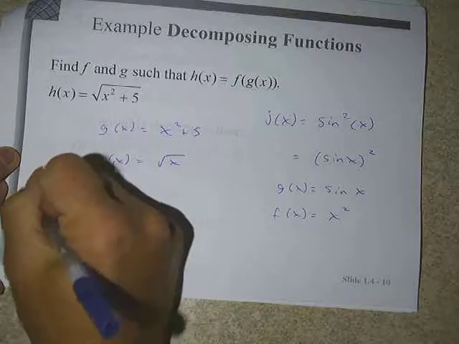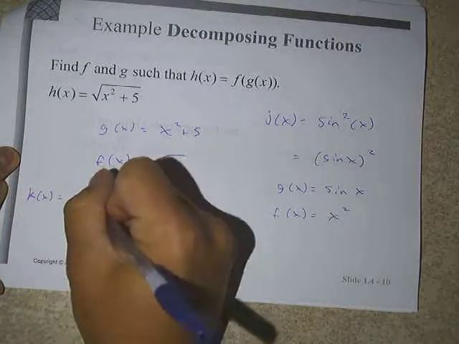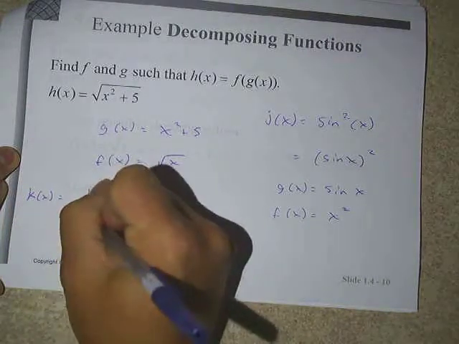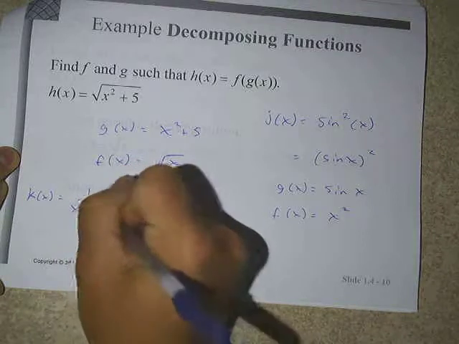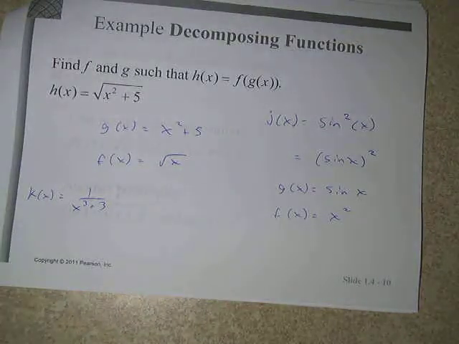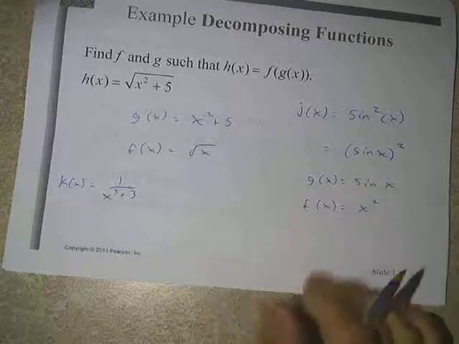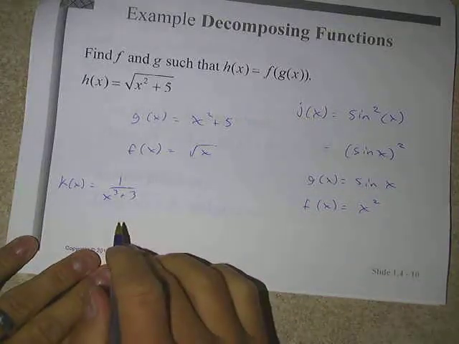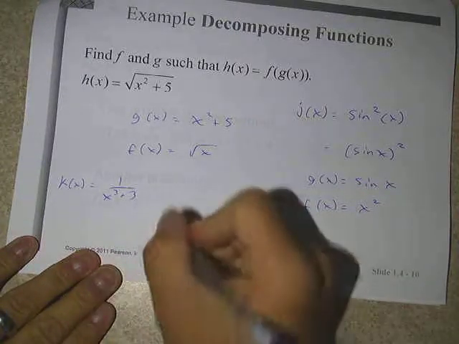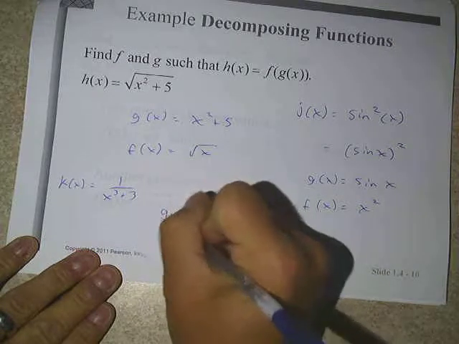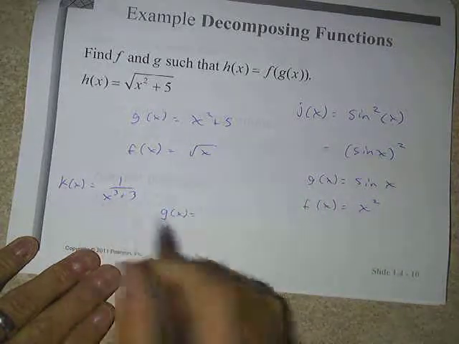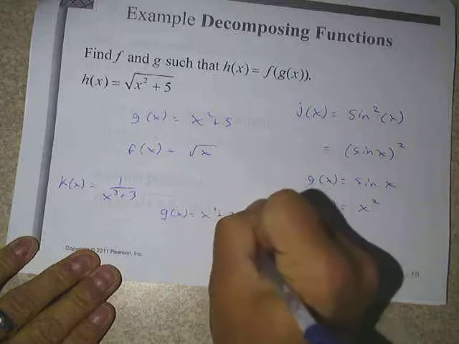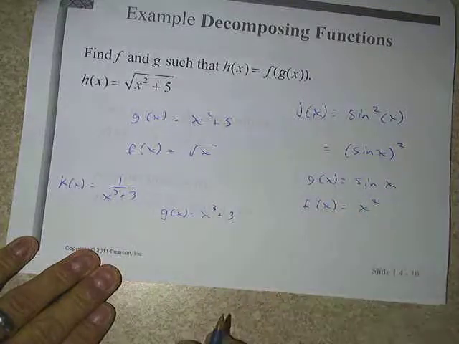All right, one last one I want to talk about with decomposing. I'm going to call it k of x. If I have 1 over x cubed plus 3, let's say, and that's my given function. If I want to write that as a decomposition, I would write my g of x function as what I would do first in the order of operations, which would be the x cubed plus 3 part.